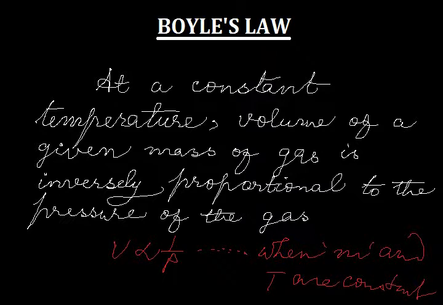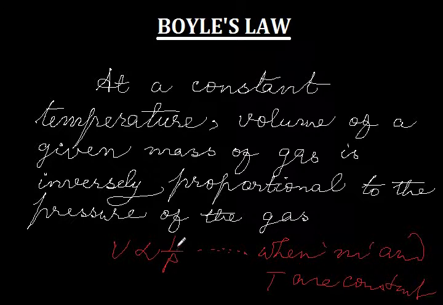The law is that at a constant temperature, volume of a given mass of gas is inversely proportional to the pressure of the gas. That is, if pressure is increased, volume will be decreased. If you give pressure on a heap of clothes, the clothes will also be contracted. Like this, the gas molecules are contracted on application of pressure and then their volume will be decreased. So more the pressure, less will be the volume. Volume is inversely proportional to the pressure, V proportional to 1 by P.